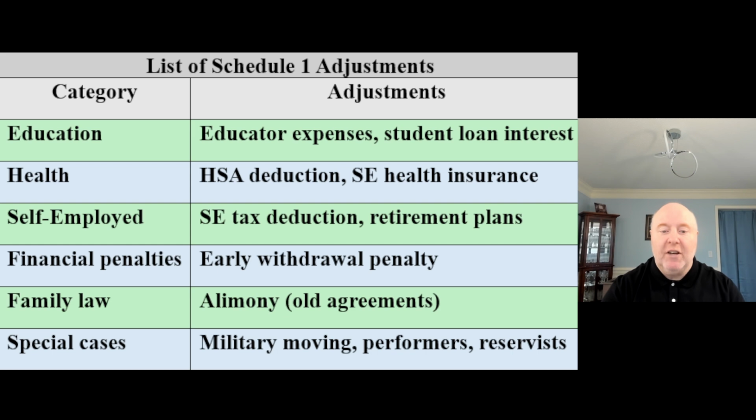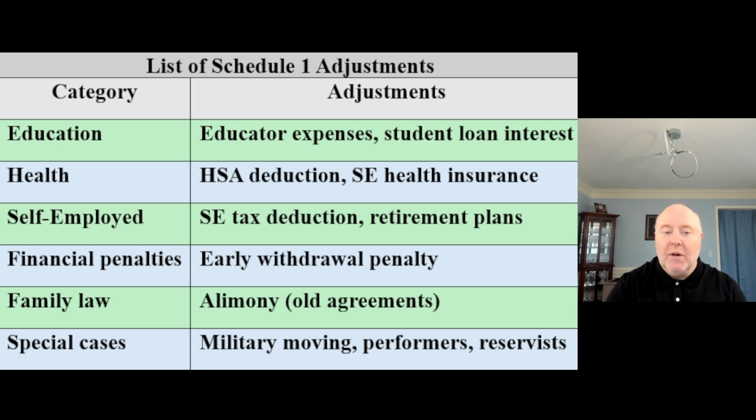The other portion of it is the retirement portion, right? These are used to incentivize a certain behavior, such as saving for retirement or saving for medical expenses. So it incentivizes things as well. That's the purpose for having these adjustments that are above the line, or prior to AGI.